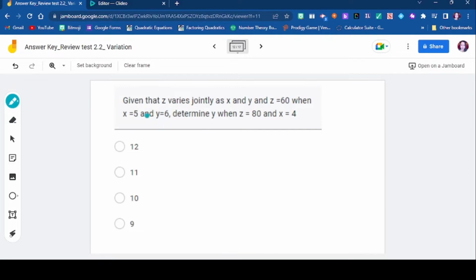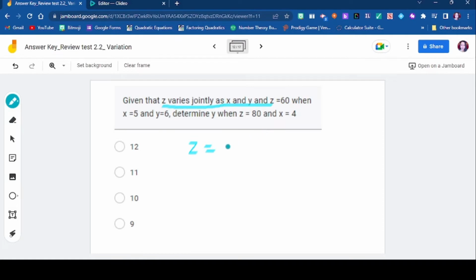Proceed tayo sa next. It says here, z varies jointly as x, y, and z. Okay? X, y, and z. So that is z is equals to, remember, when we say varies jointly, all we have to do is multiply. Given that z varies jointly as x and y rather, and z is equals to 60 when x equals to 5 and y is 6, determine y when z is equals to 80 and x equals to 4.